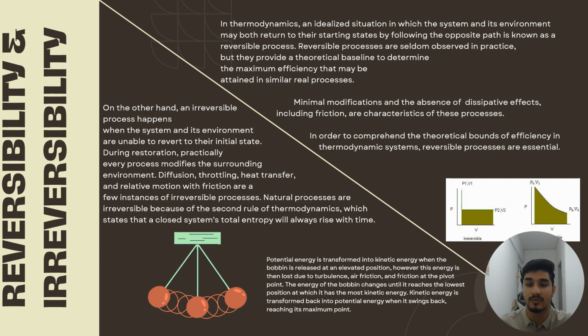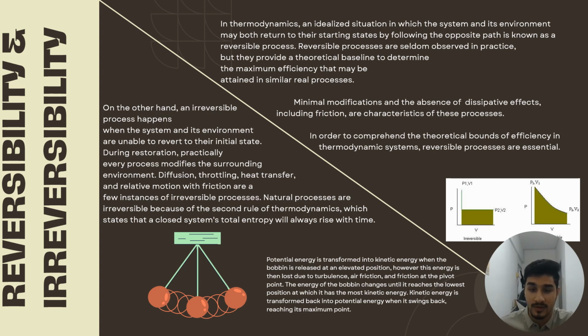So there are minimal modifications and an absence of dissipative effects, including friction, which are characteristics of these processes. Once they are excluded, they are considered a reversible process. However, this rarely happens in reality. On the other hand, an irreversible process happens when the system and its environment are unable to revert to their initial state. So during restoration, practically every process modifies the surrounding environment.